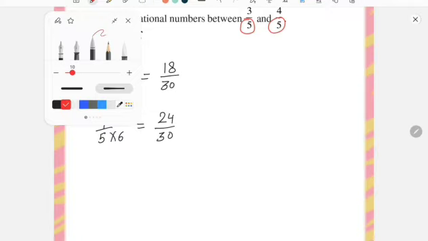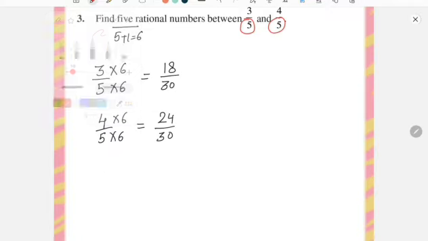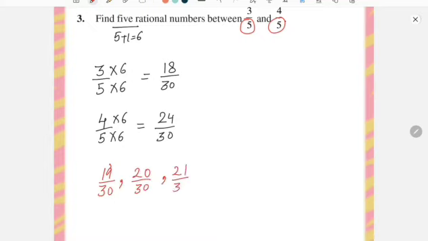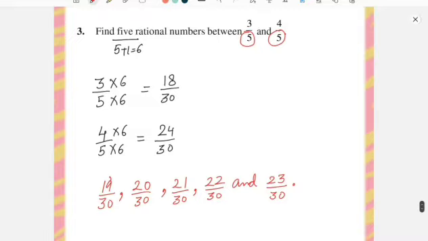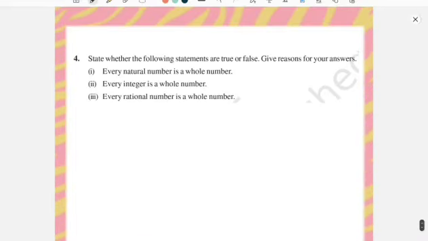The 5 rational numbers we get are 19 by 30, 20 by 30, 21 by 30, 22 by 30 and 23 by 30, right? So we get 5 rational numbers between 3 by 5 and 4 by 5. I hope you all are understanding what we are doing. Moving to the next question.